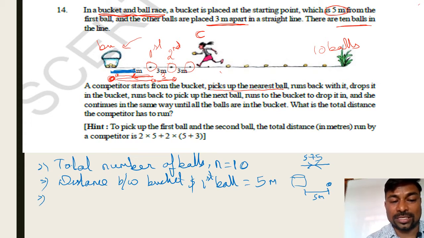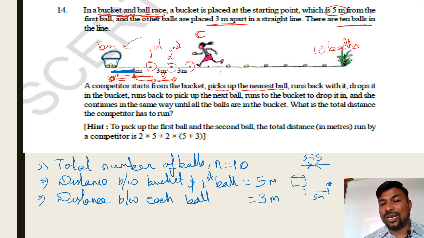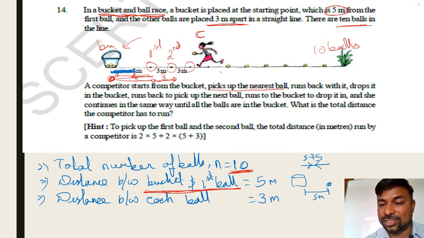And what is the next thing? It is saying the distance between each ball. What is the distance between each ball? Here it is straight away given, it is nothing but 3 meters. So that is the main point that we have calculated. The total number of balls, as he said, is 10. And the distance between the bucket and the first ball is 5 meters. But what you are supposed to remember is bucket to the first ball 5 meters, and again she has to travel back 5 more meters.